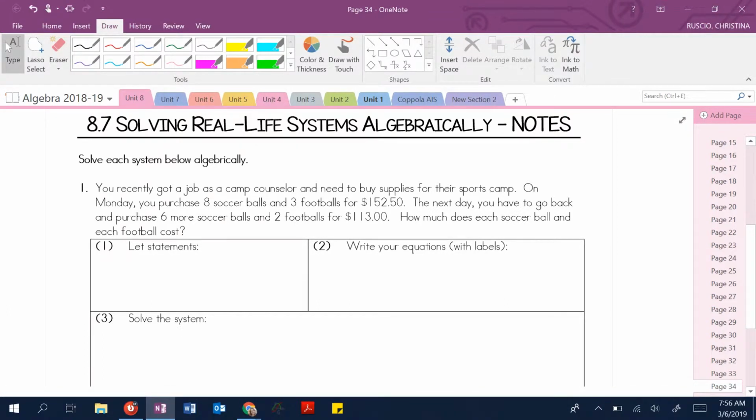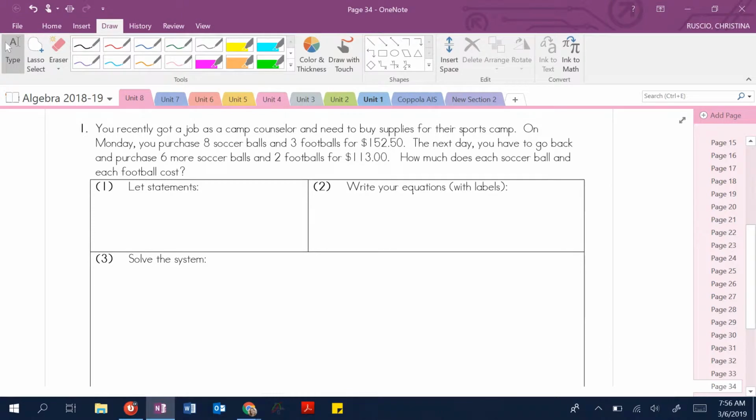You are watching the 8.7 lesson video on solving real-life systems algebraically. So today we're going to look at how to approach word problems. Now, specifically, we're going to get into how to set up a word problem properly.